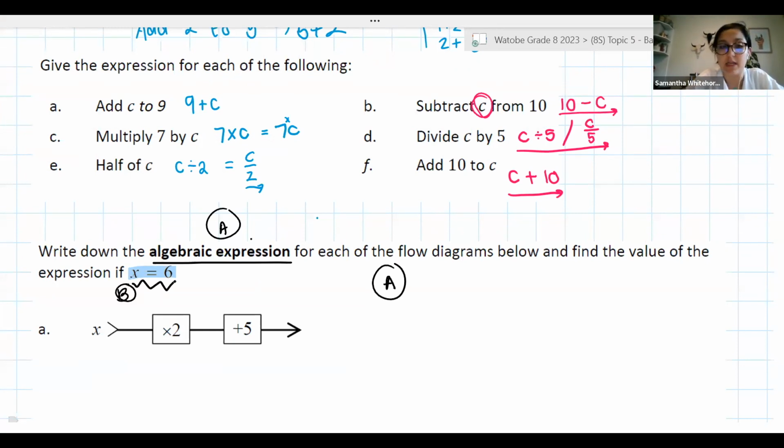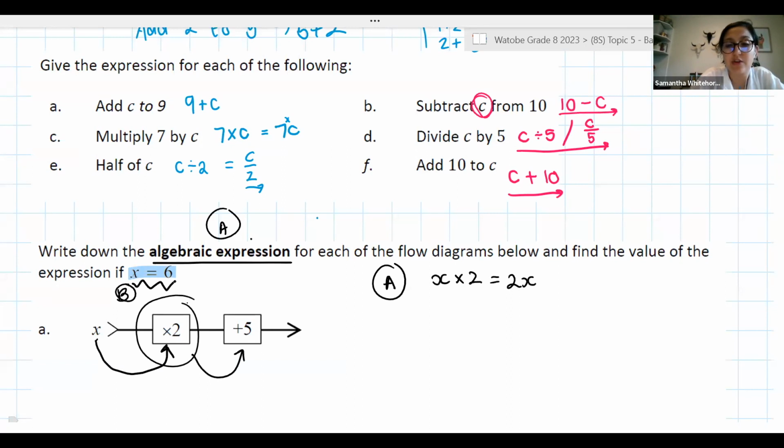Firstly, I need to write my expression. So this flow diagram is telling me to take x, times it by 2. So x times 2, which we know gives us 2x. And then it's telling me to take whatever that answer is and add 5. So I'm going to take my answer, 2x, and add 5. So I have written down an algebraic expression that describes my flow diagram.